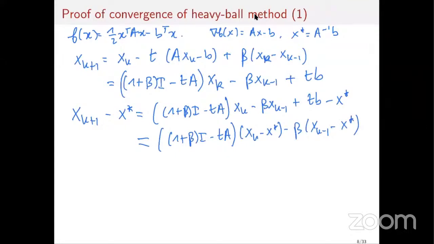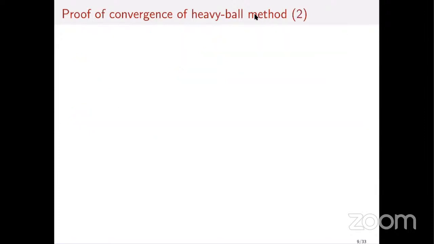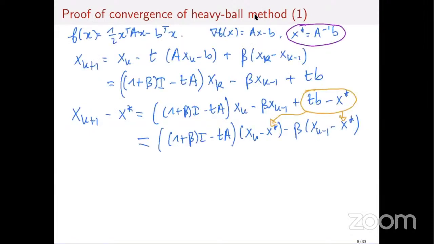Okay, so I can take this constant term that I have here, and I put its contribution in here and in here. And you can very easily, using the fact that x star is A inverse b, show that this is indeed an equality. You can distribute the tb minus x star, so that essentially these two last lines are equal to each other.